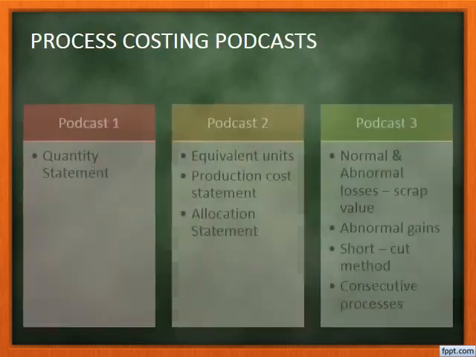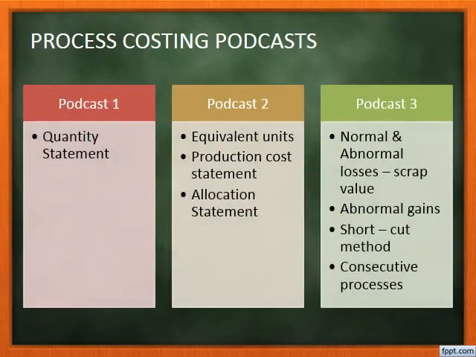The first podcast, we will be focusing on general aspects of process costing, calculating and completing the quantity statement. For the second podcast, we will be focusing on the calculation of equivalent units, the production cost statement, and allocation statement. The last podcast will cover the treatment of normal and abnormal losses sold as scrap, abnormal gains, shortcut method, as well as consecutive processes.